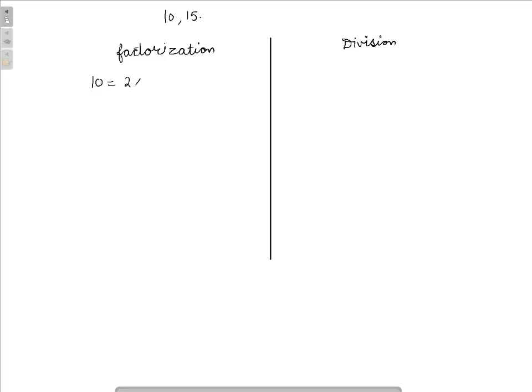Now, we will learn how to calculate least common multiple. I'm taking the same numbers. There can be two approaches. One is called factorization method. And another is called division method. First of all, I'm going by factorization. You write the prime factorization of 10, which is 2 into 5. You will write the prime factorization of 15, that is 3 into 5.